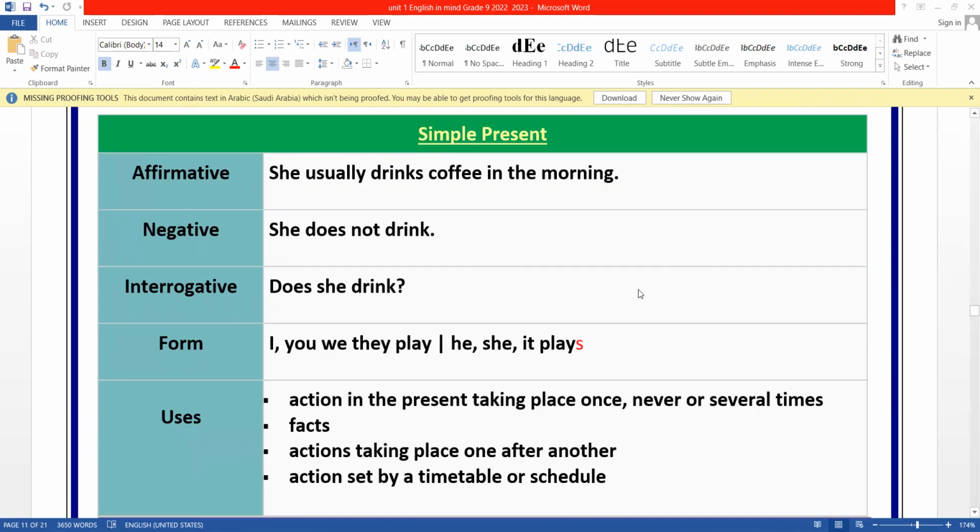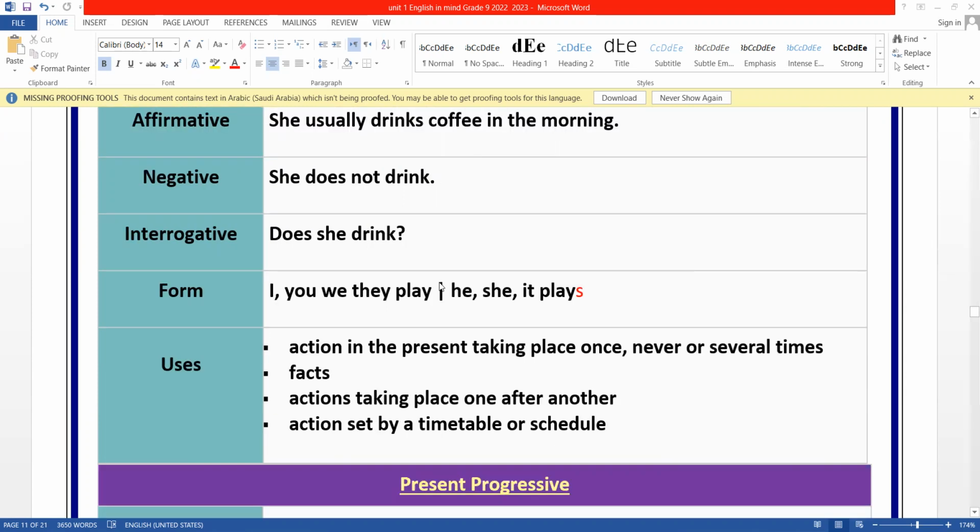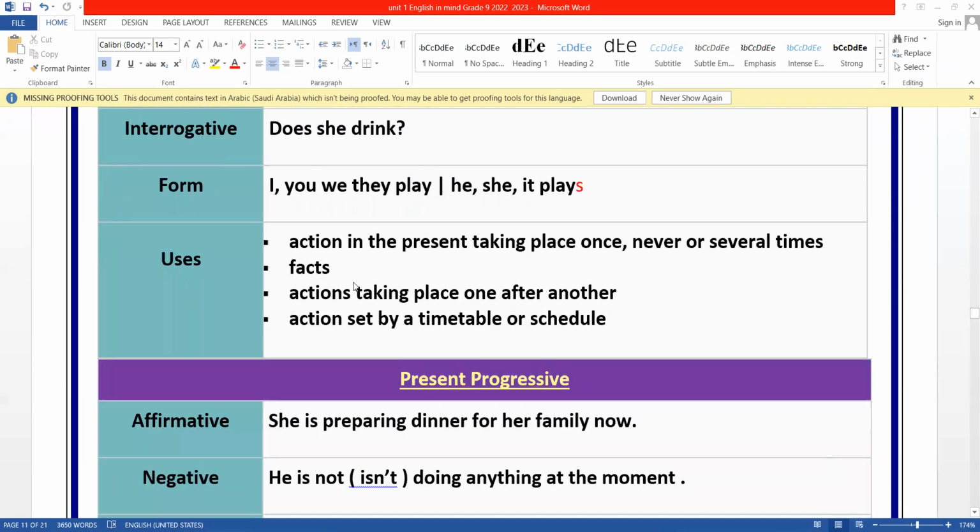First, we will start with the present simple. The affirmative form, she usually drinks coffee in the morning. She does not drink. This is the negative form. The question, we use the auxiliary do and does. Does she drink or do you live? Where does he work? Form: I, you, we, they play. He, she, it plays. As you see, we add s with the third person singular he, she, it.